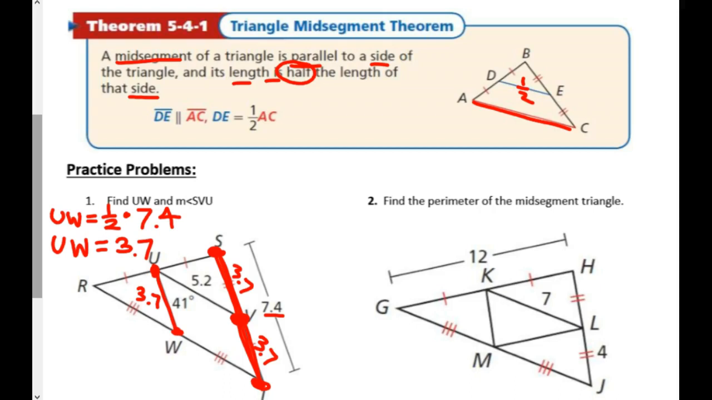And then it says, find the angle SVU. Okay, so we'll do this one in another color. SVU is this angle right here. The only angle I know is this angle right here, which is 41. Now, remember, part of the properties is that we know that they are parallel up here, right? So this is parallel to this.